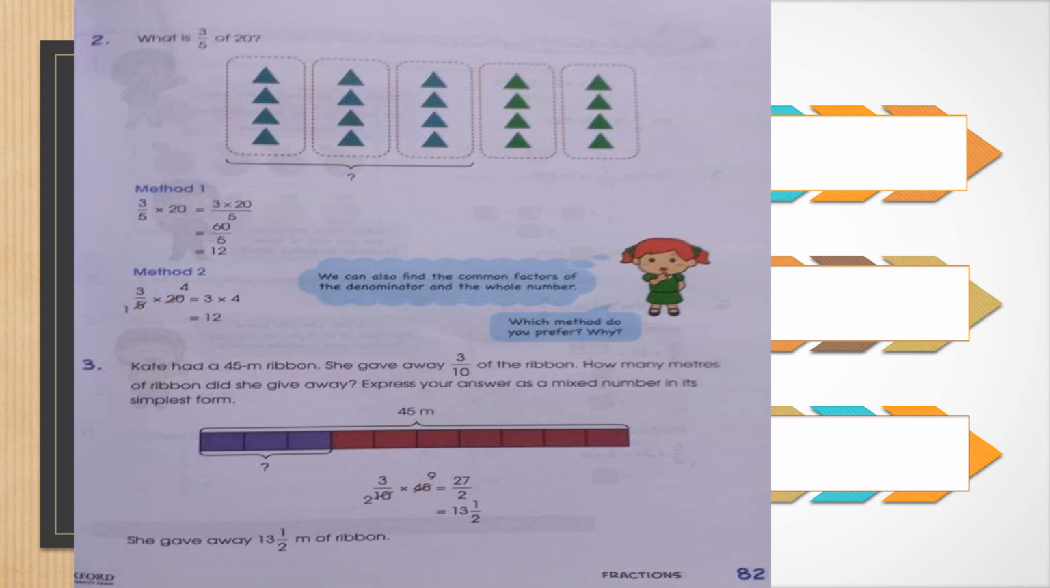Now here we are going to multiply 3 and 20 and then divide the resultant by 5. So 3 into 20 is 60 and it is going to be divided by 5. So we have 12 as an answer, which is 3/5 of 20.